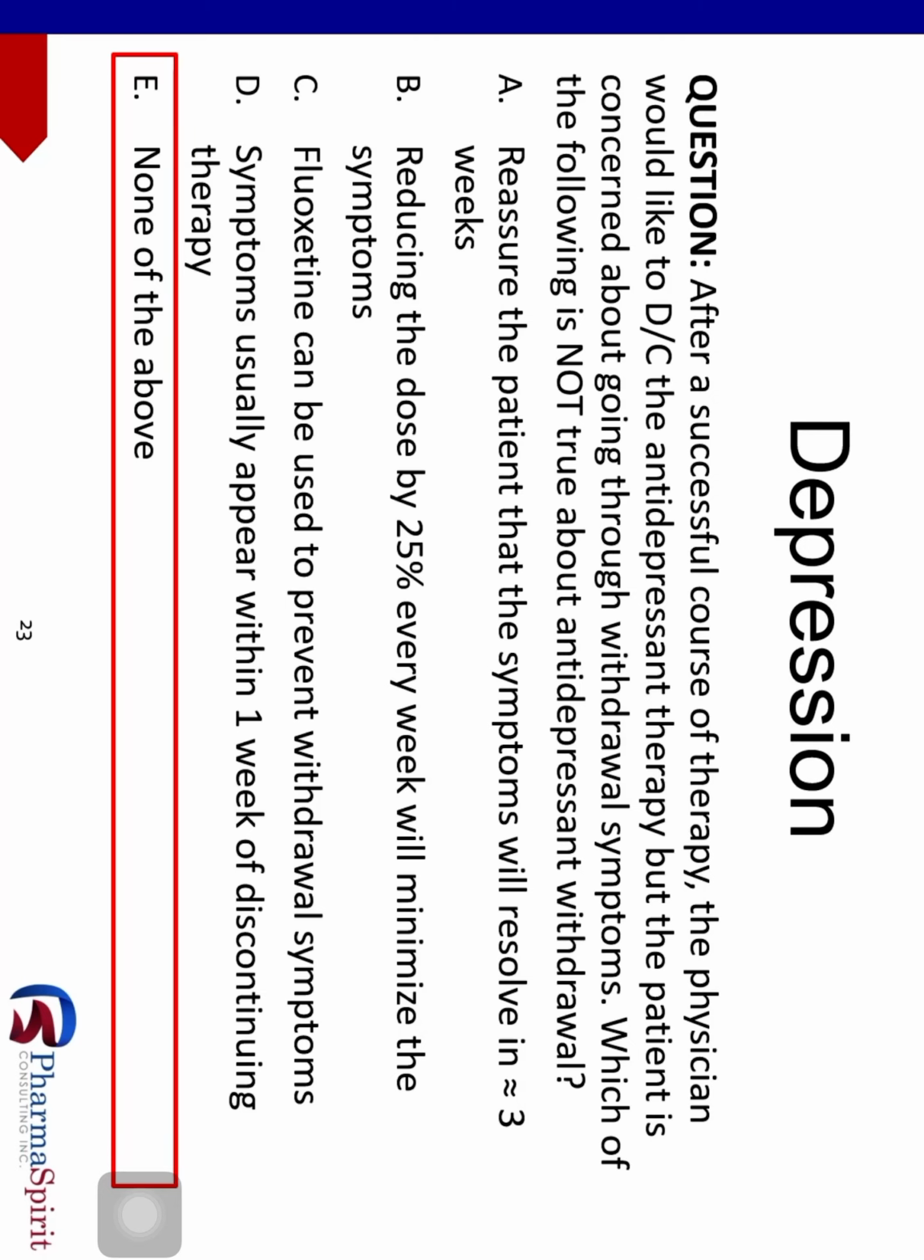For choice D, symptoms usually appear within 1 week of discontinuation of therapy, and symptoms will start to improve by day 3. However, it will take 3 weeks for the symptoms to totally disappear. Another important measure is to educate the patient that the withdrawal symptoms are not serious or life-threatening.